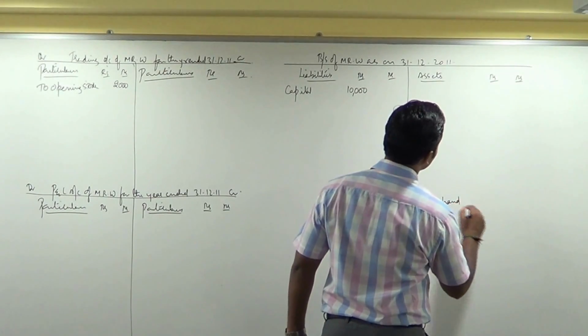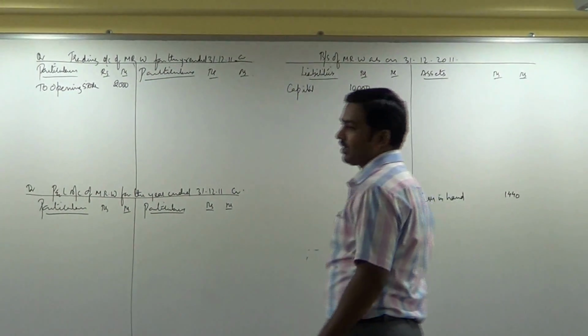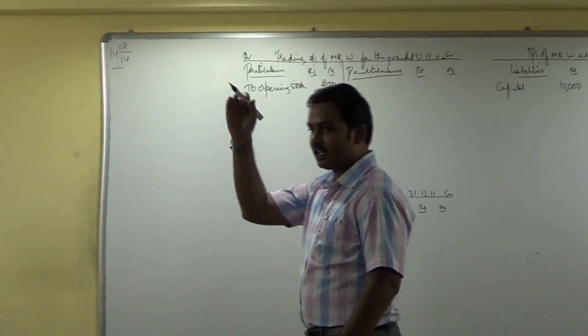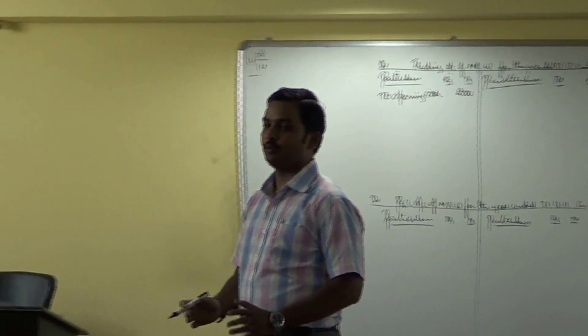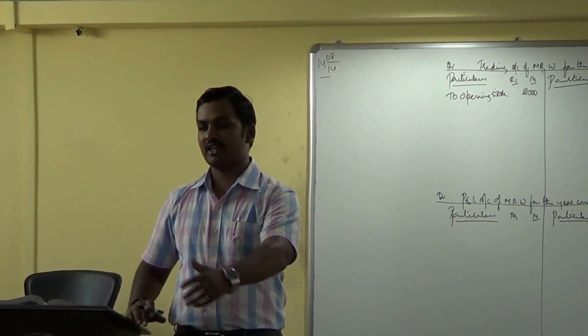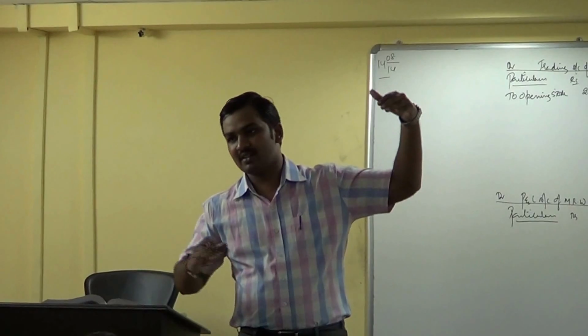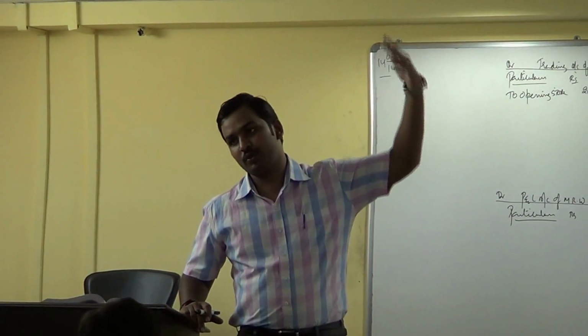Sir, what if we write at the top? It will be wrong, sir. It will not be wrong, but we follow a particular order. Descending order of liquidity. We want to show the most liquid assets at the bottom, which are available for use now. That means they can be converted into cash very easily. And the assets which take some time to be converted into cash will be shown at the top.